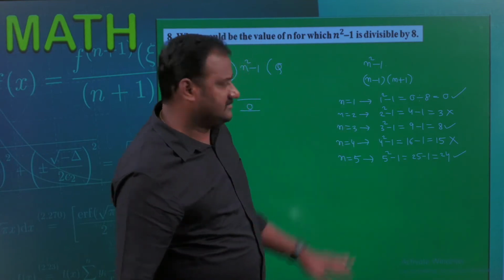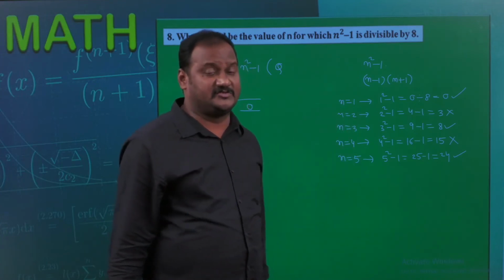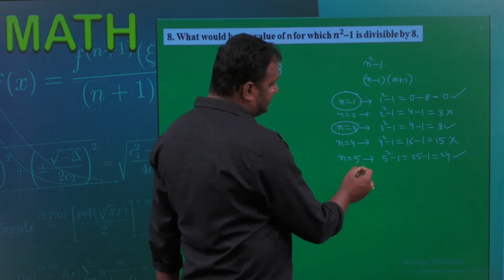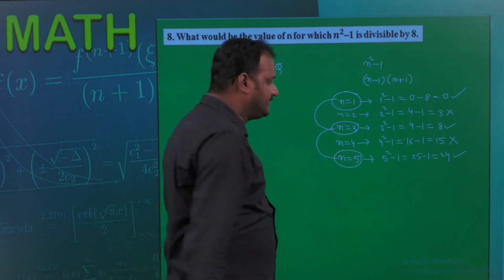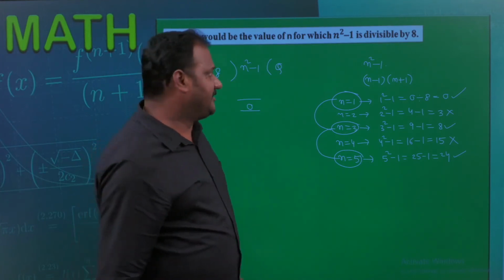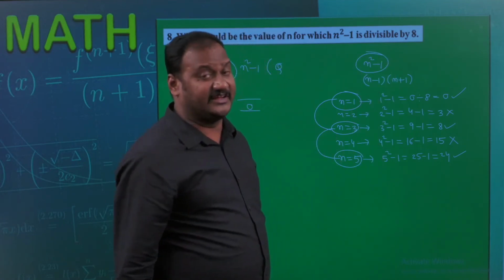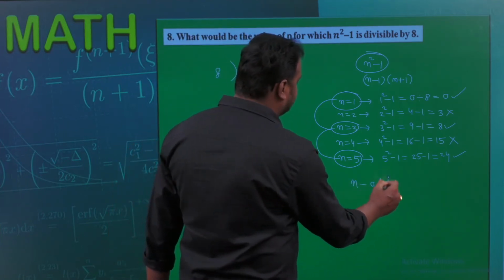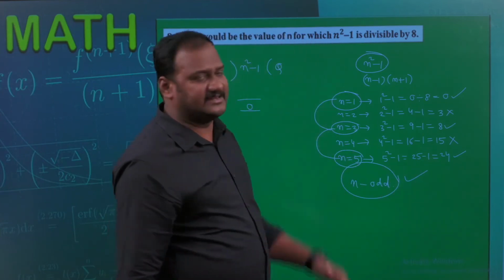When you observe these, for what value of n is n square minus 1 divisible by 8? For n equal to 1, it is divisible. For n equal to 3, it is divisible. For n equal to 5, it is divisible. What kind of numbers? n is equal to 1, 3, 5, 7, 9 and so on. They are all odd numbers. So n square minus 1 is divisible by 8 for n equal to any odd number. So, this is one way of answering the problem.